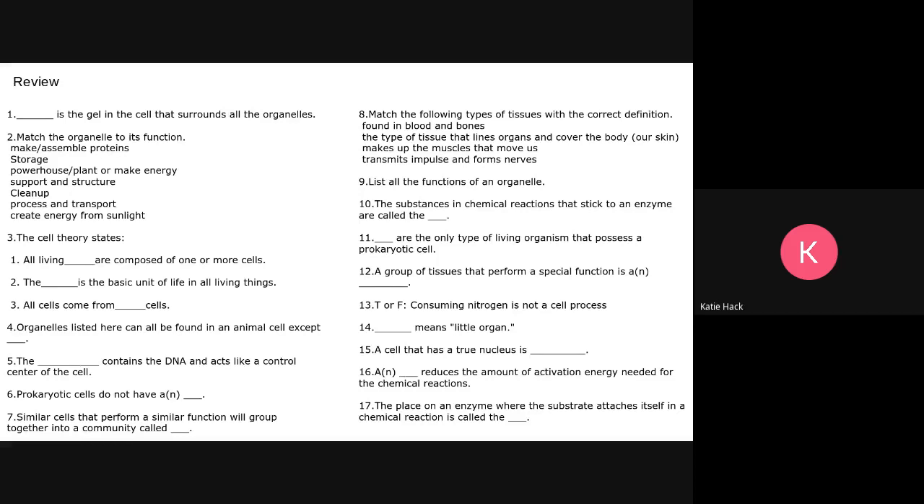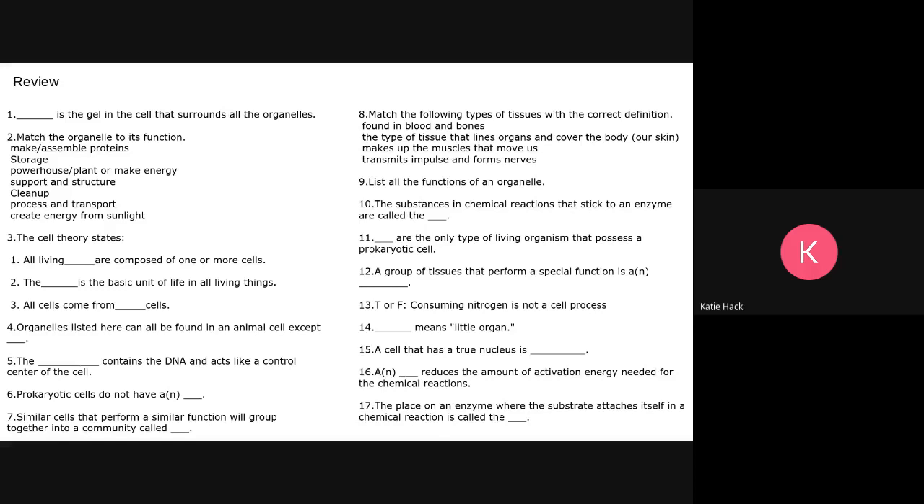That is correct. What's the support and structure? Cytoskeleton. And the cleanup crew? Lysosome. That is correct. What processes and transports? Chloroplast. No. Oh, Golgi apparatus. That is correct. And who creates energy from the sun? That is chloroplast.